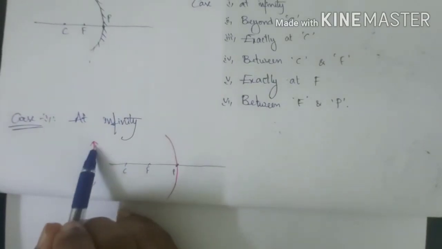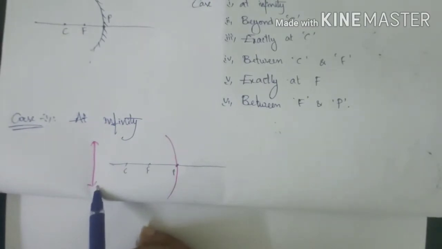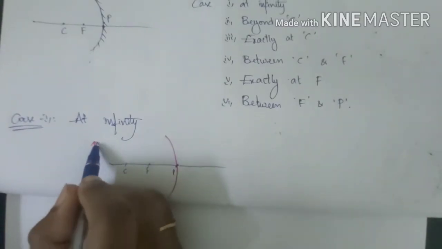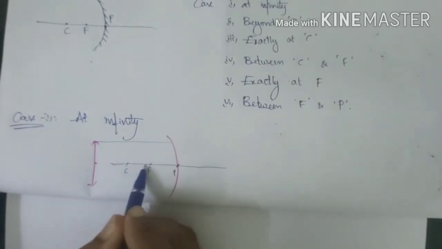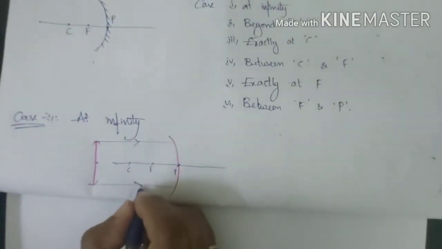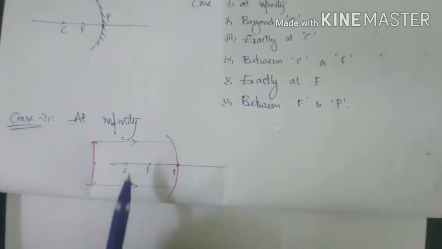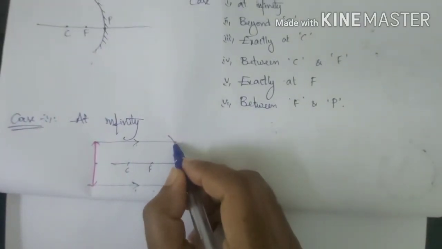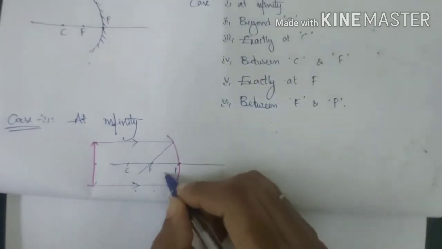For our convenience, I am taking only 3 rays here. Otherwise, every object will be reflecting whatever rays fall on it. Ray 1 is parallel to the principal axis. Ray 2 along the principal axis. Ray 3 again parallel to the principal axis. So I am representing the incident rays like this. What we know about the light that falls on the reflecting surface, when it is passing parallel to the principal axis, it always gets reflected through the focus.